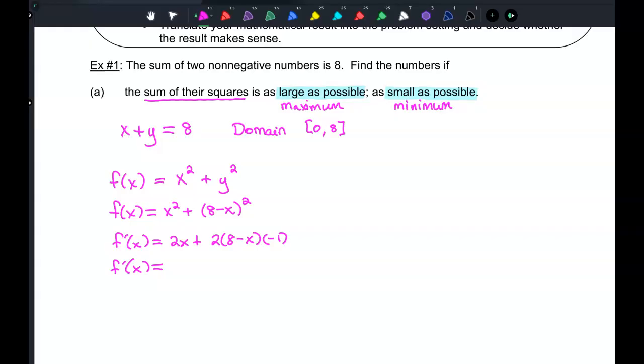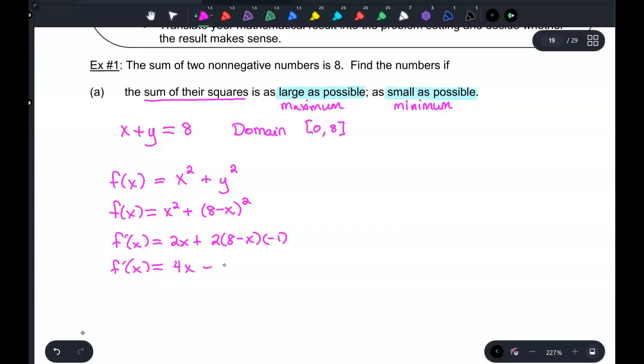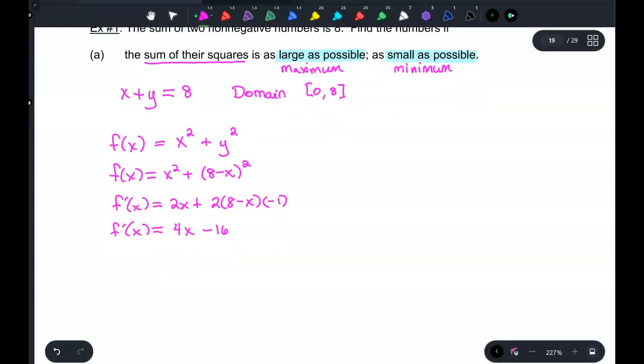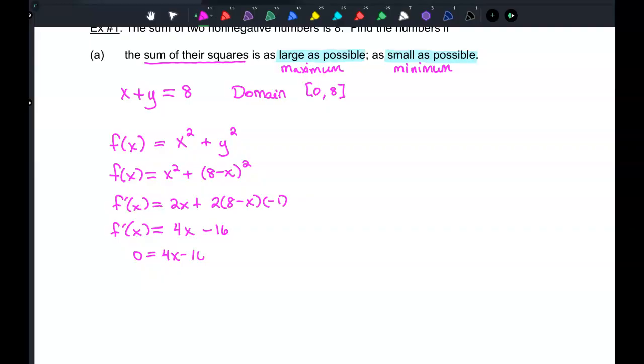Okay, what do we get when we combine everything? 4x minus 16. Okay, we're going to set that equal to 0. And we get a critical point at 4. Now I know this one is extreme value theorem because I'm just looking for the absolute maximum and the absolute minimum. I don't have to do a number line here. If you want to, you can. It's just not necessary. Okay, it's like the first page of the quiz. Remember the first page of the quiz? Some of you did a number line. It's fine, it's just extra work.